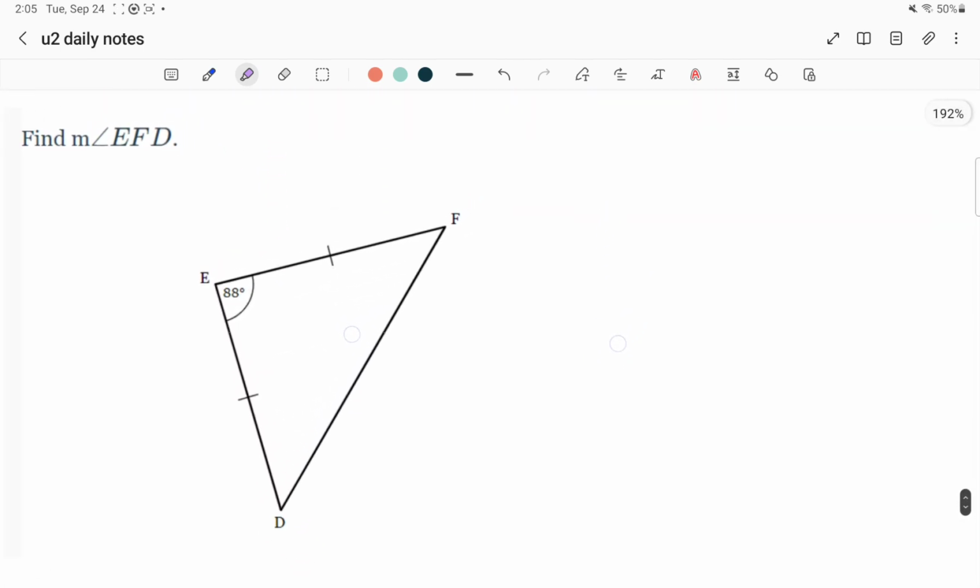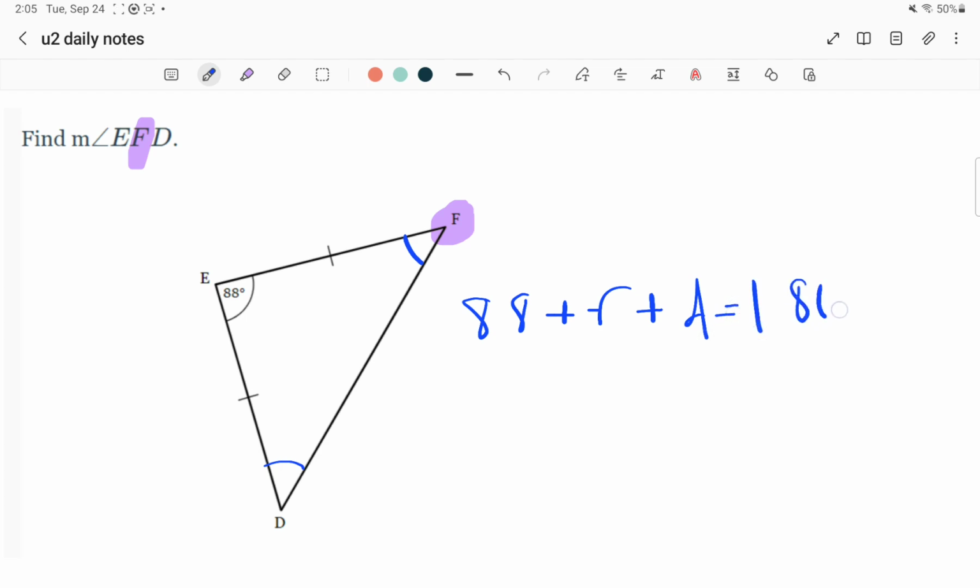Last way can require just a little bit of math. Find the measure of angle EFD. So remember, the letter in the middle is the letter I care about. I am looking for angle F. And I don't know what it is, but I do know that angle F and angle D are going to be the same. So I know that it's going to be 88 plus F plus D equals 180.